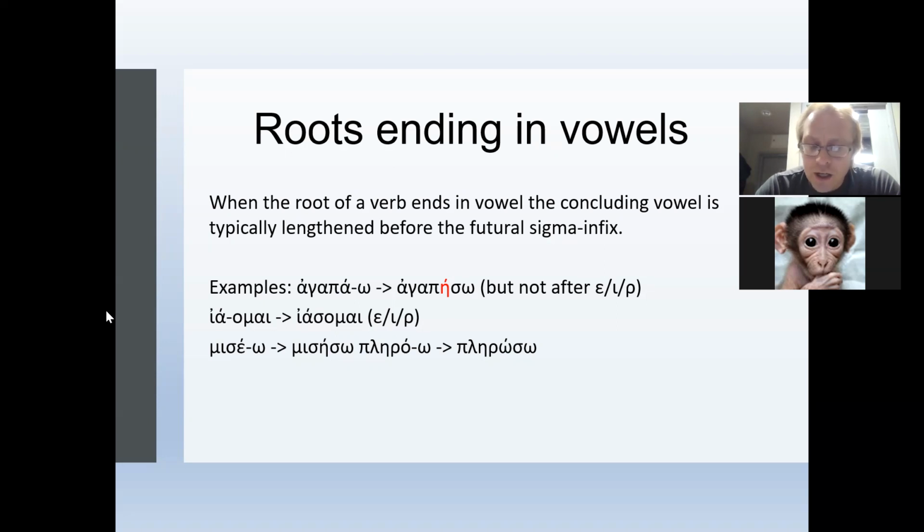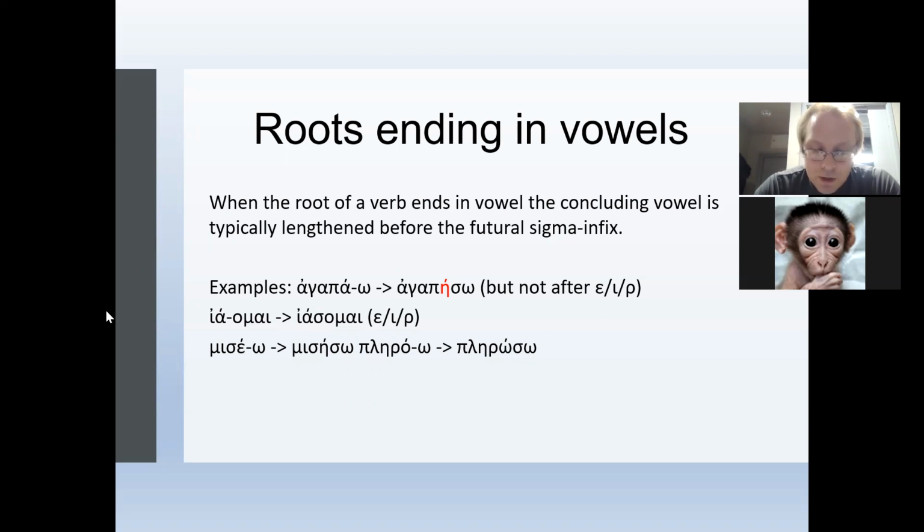The reason why the concluding alpha in the future form of agapao becomes an eta, while the alpha at the end of the stem of the future form of iaomai remains an alpha, is due to the same principle that we by now may have grown accustomed to. That is, that in Attic Greek, a long alpha usually remains fixed when preceded by an iota, a rho, or an epsilon, but changes into an eta when preceded by any other letter.